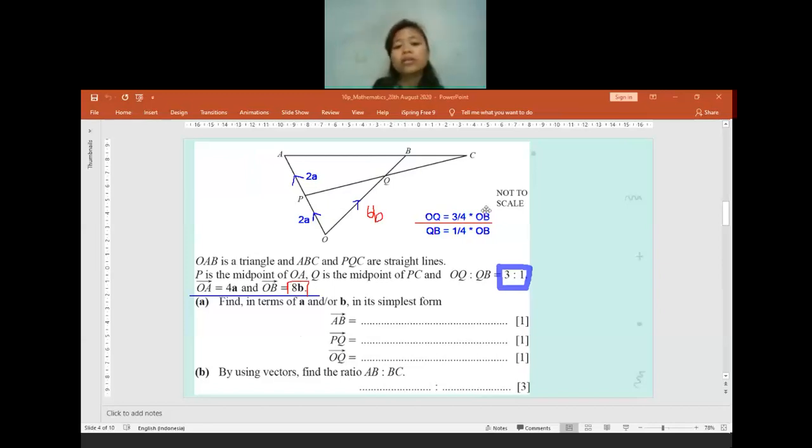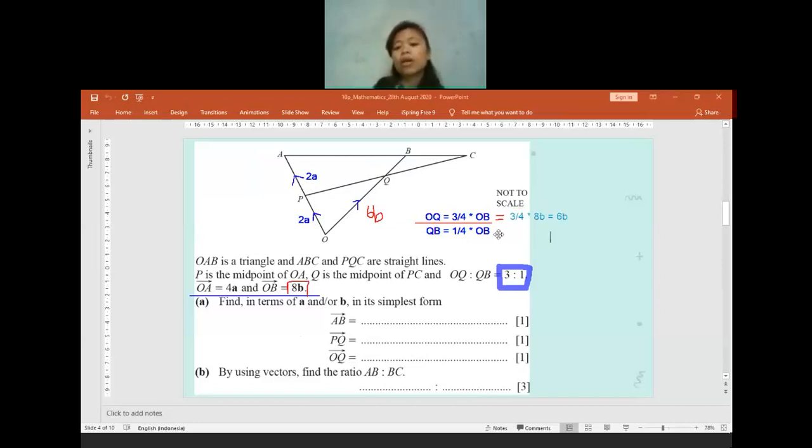Oh my god, why is it so difficult just to read the question? 3/4 of OB. So it will be 3/4 times the OB. What is OB? OB is 8b, not 4a. Please read the question properly. So it will be 6b.